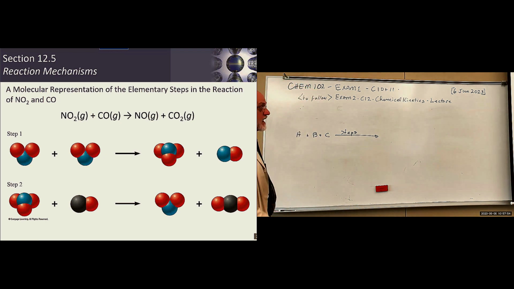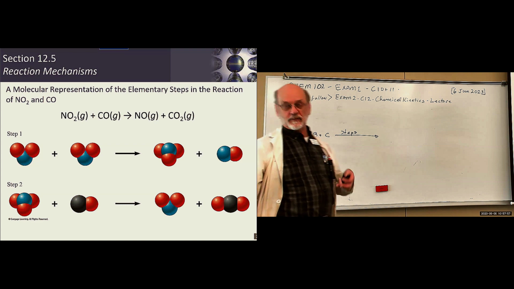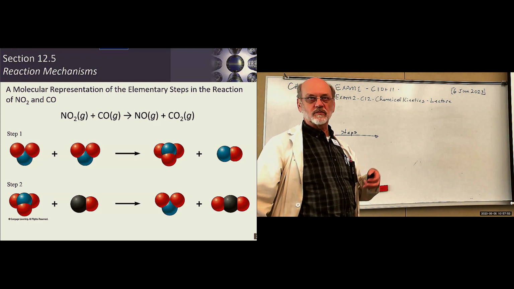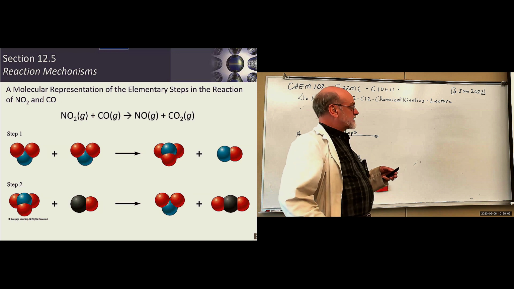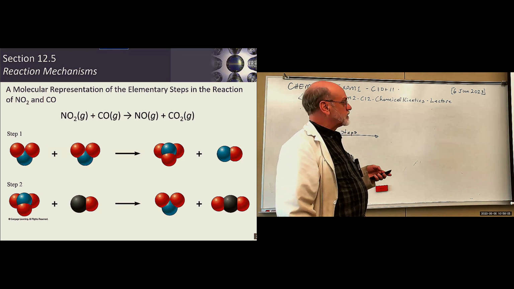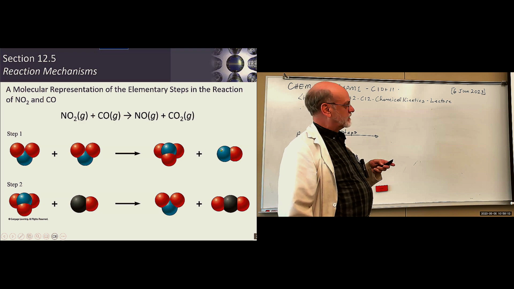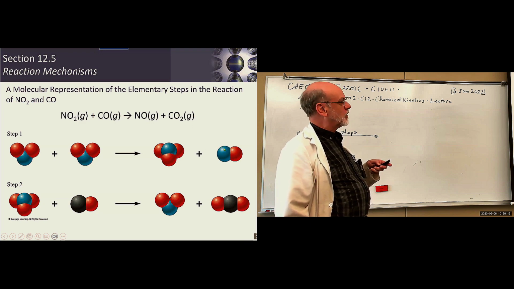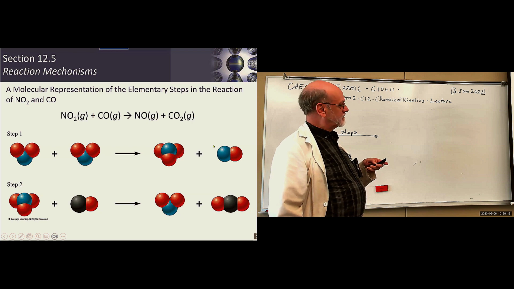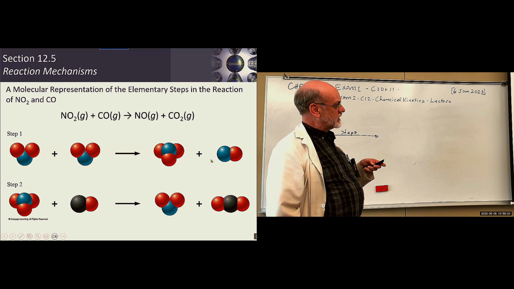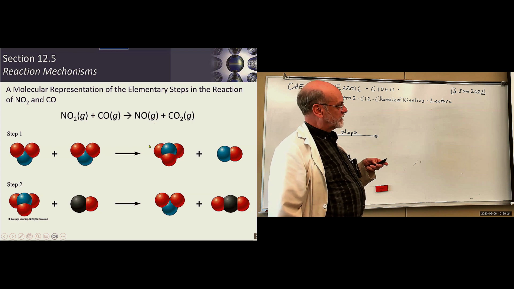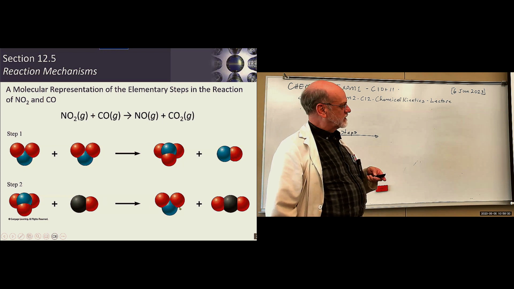Here's an example where you have two steps. Now this mechanism is confirmed, so I'm not feeding you a line. Step one, you've got NO2. Two of the NO2s react, and they produce an NO3 and an NO. Then this NO3, so you've got your NO already, that's right there. This NO3 then reacts with carbon monoxide, and it regenerates an NO2 and a carbon dioxide.